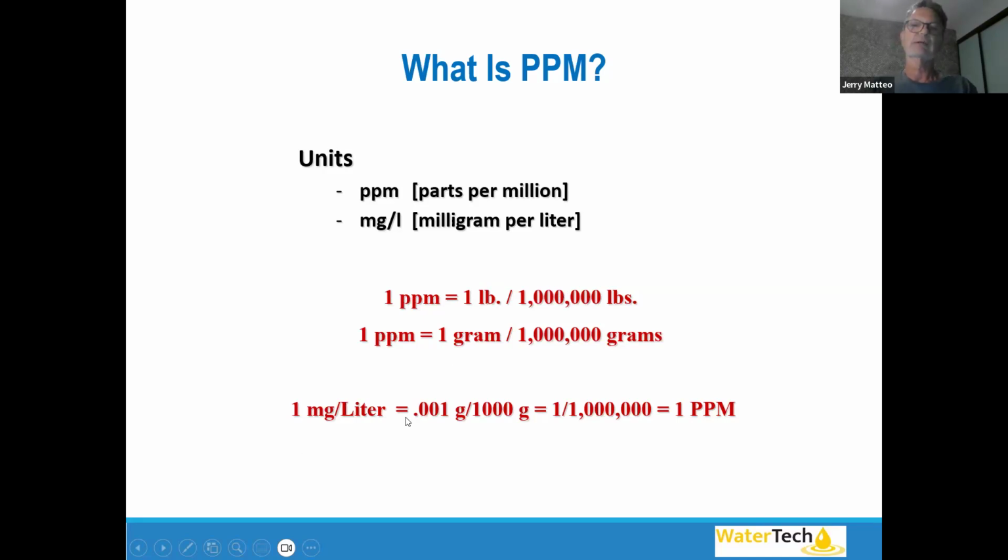And a lot of times we talk about milligrams per liter. So I just show here the reason milligrams per liter equals a part per million is because a milligram is 0.001 grams. A liter is 1,000 grams. So if you do the math on that, it's the same thing as 1 part per million. Milligram per liter equals 1 part per million.